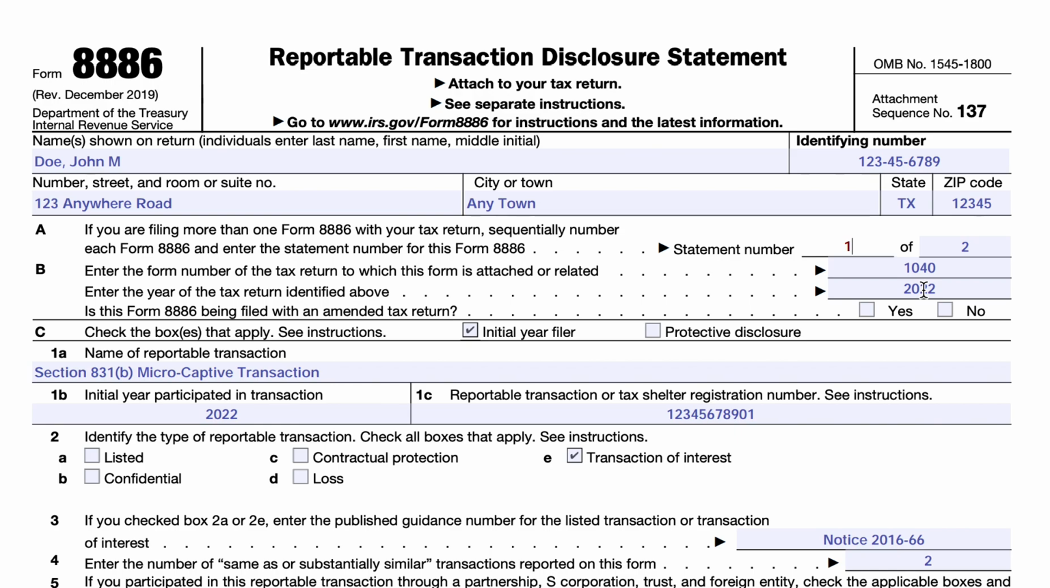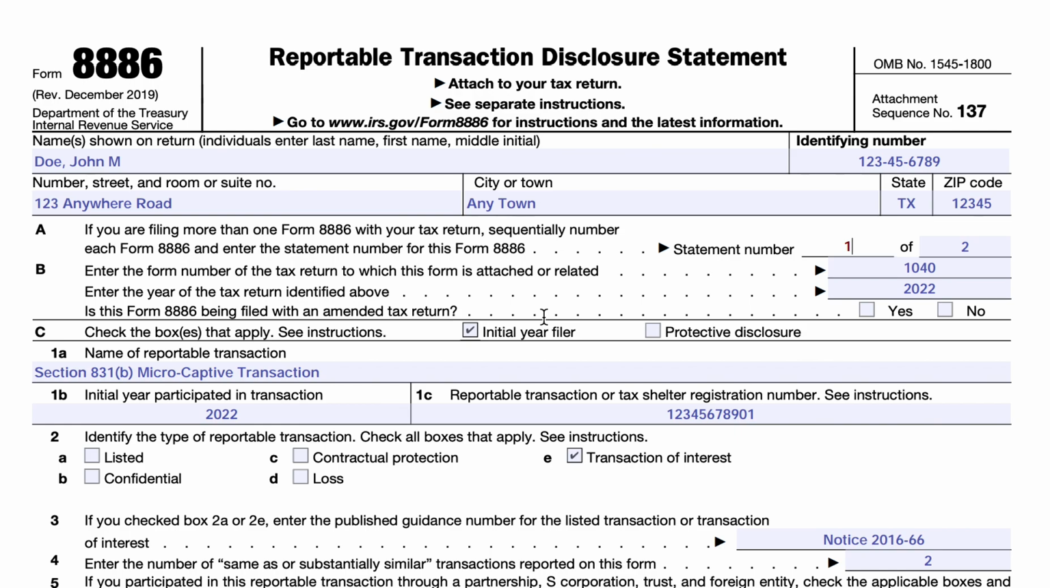So in this case, we've indicated that this is for 2022, and then we're going to check the box that applies. So for an initial year filer, that's the additional reporting requirement where you would need to send a copy of your completed form to the IRS office that I mentioned, the Office of Tax Shelter Analysis. And then if protective disclosure applies, then you would need to check the appropriate box.